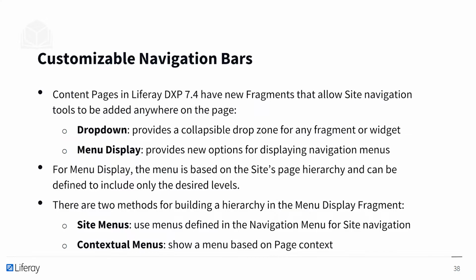Contextual menus show a menu based on page context and allow for more advanced navigation by combining menu display fragments. With contextual menus, you can select an option as it relates to a current page: children, self and siblings, or parent and its siblings. Mondego can utilize customizable navigation bars to improve navigation around the site. For instance, a page on general investment tips might include a contextual menu linking to pages with similar content. For instance, a series of sibling pages also about investment and saving tips and tricks.